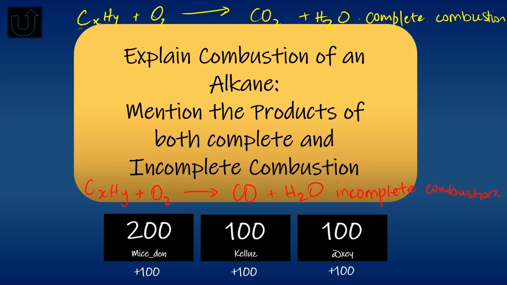It must be balanced. So the unbalanced equation is C3H8 plus O2, which yields carbon dioxide, so CO2 plus H2O.